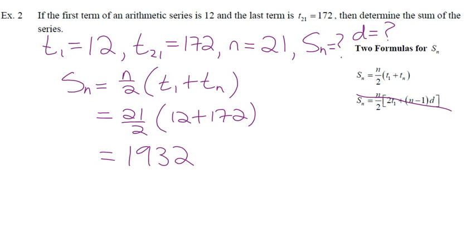Okay, questions? We're doing the sum of 21 terms, right? So if we add t1 plus t21, t1, t21, right, n is 21. 21 here, 21 here, 21 here. And then we know all that stuff. Good? Yeah. Okay.